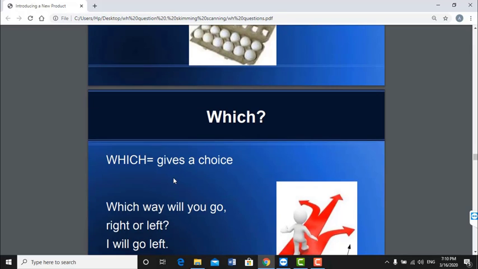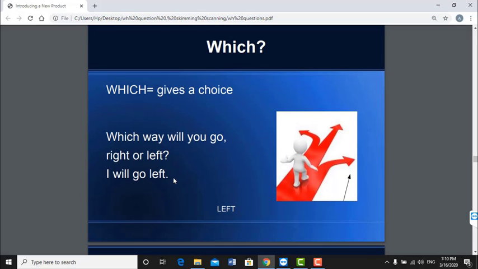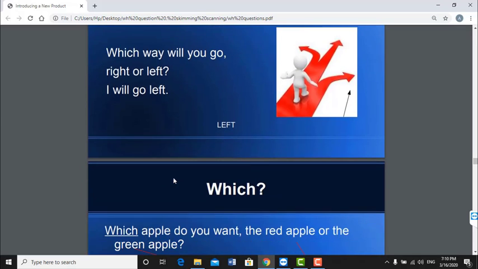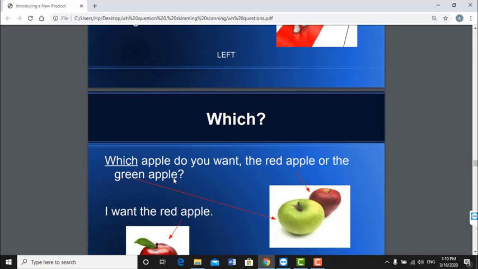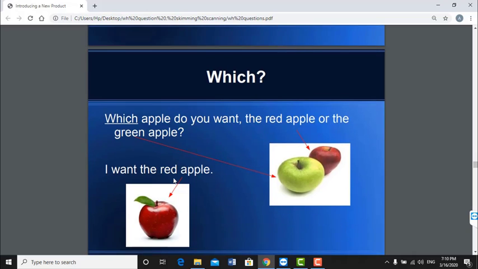Now which gives a choice. Which way will you go, right or left? I'll go left, but I prefer to go right. Right is right. Okay? Which apple do you want, the red apple or the green apple? I want the red apple.